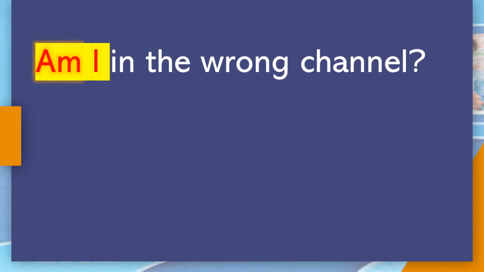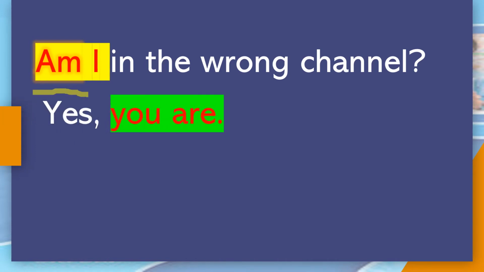Number 1. Am I in the wrong channel? Because the subject here is I, the verb to be must be am. And remember, when we are asking a question, we must start with the verb to be. Am I in the wrong channel? Verb to be, and then the subject. Who is the subject? I, you, he, she, they, we. Okay, so am I in the wrong channel? And then your answer should be yes, you are.